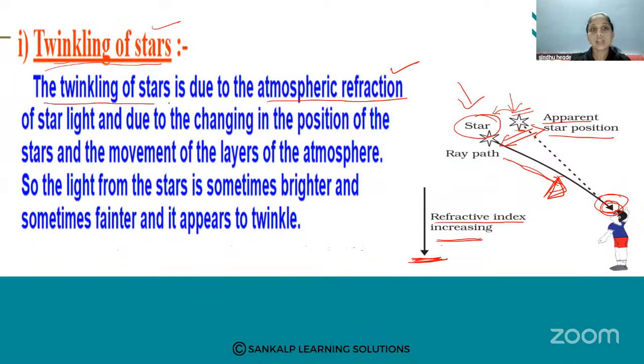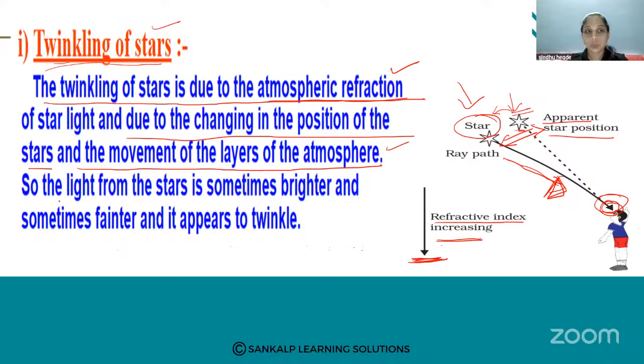The twinkling of stars is due to the atmospheric refraction of starlight and due to the changing position of the star and the movement of the layers of the atmosphere. So the light from the stars is sometimes brighter and sometimes fainter and it appears to twinkle, as we say.